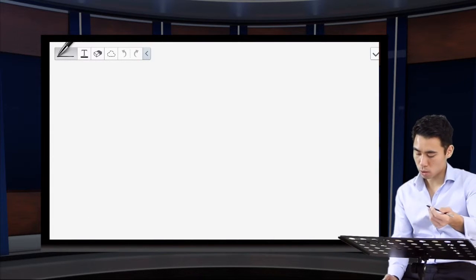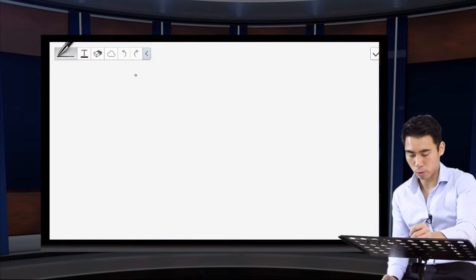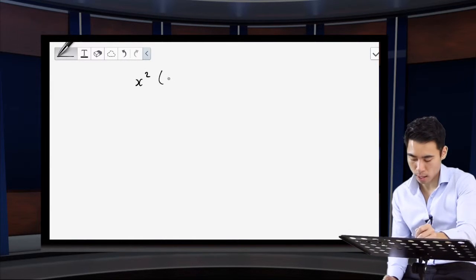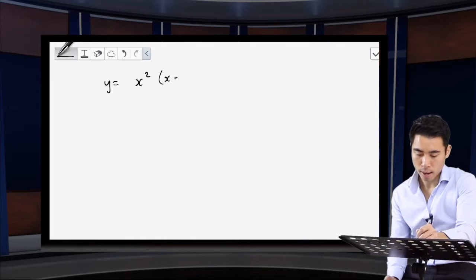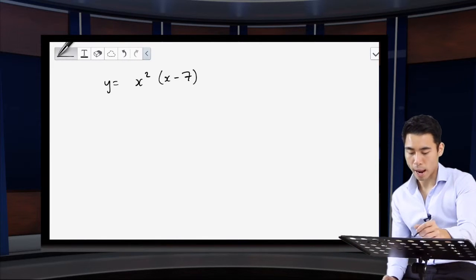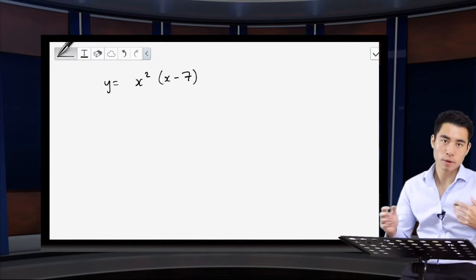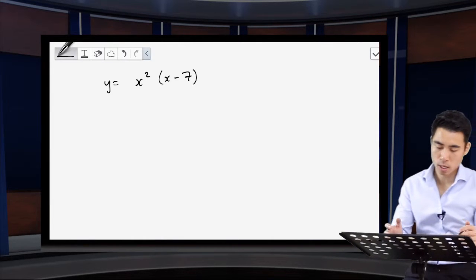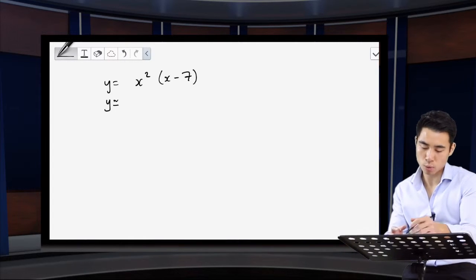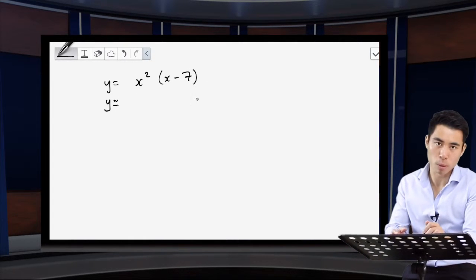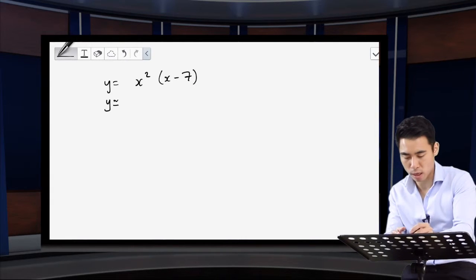A few more examples that we need to get through. This one here, x squared times x minus 7. Again, the trick with these questions is trying to get your terms expressed as a single power on x. How are we going to do this in this case? Well, you notice anything in this form, it's fairly safe to assume that you're going to expand the brackets.